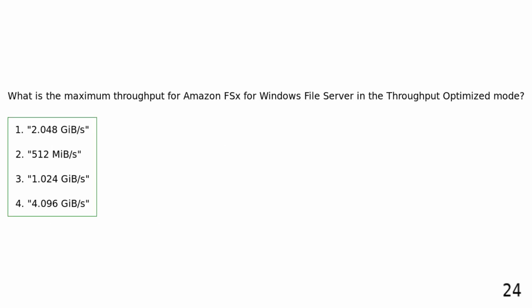What is the maximum throughput for Amazon FSx for Windows File Server in the throughput optimized mode? 2.048 GB/s, 512 MB/s, 1.024 GB/s, 4.096 GB/s. The maximum throughput for Amazon FSx for Windows File Server in the throughput optimized mode is 2.048 GB/s.